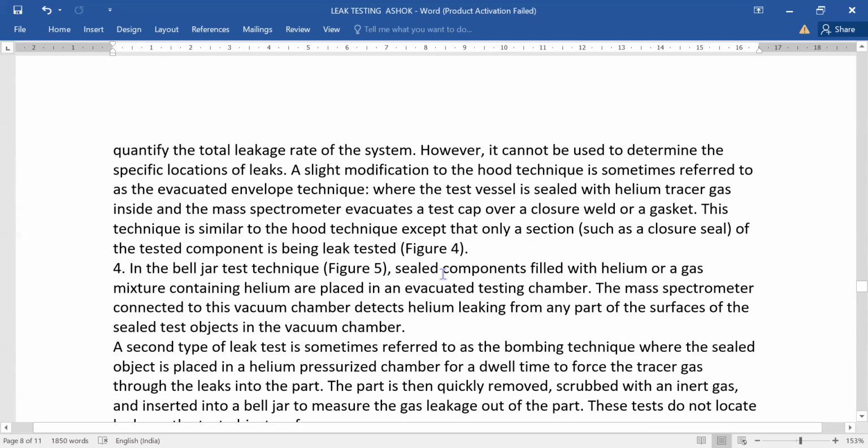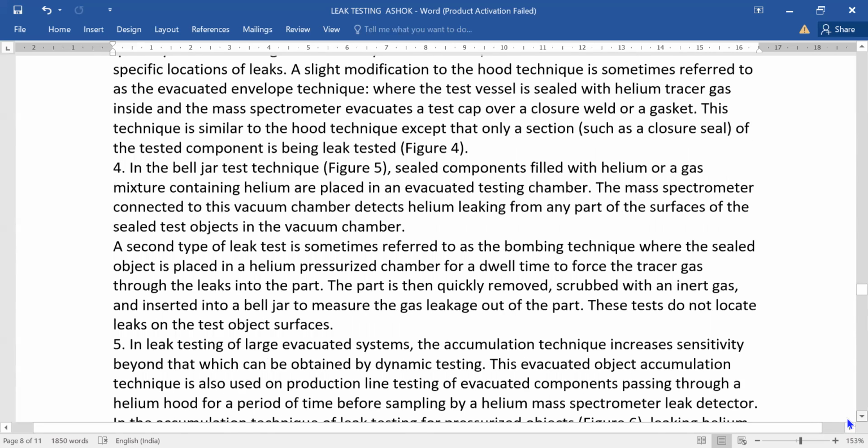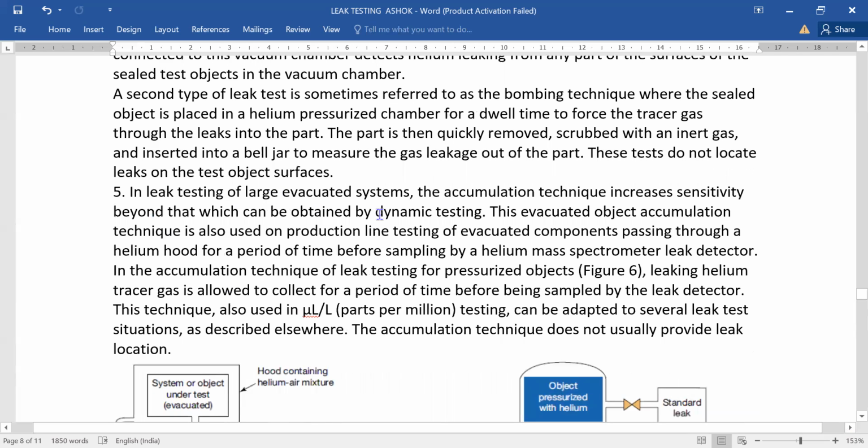Components filled with helium or a gas mixture containing helium are placed in an evacuated testing chamber. The vacuum chamber detects helium leaking from the part. In leak testing a large evacuated system, the accumulation technique increases sensitivity beyond that which can be obtained by dynamic testing. The accumulation technique is also used in production testing of evacuated components passing through a helium hood for a period of time.